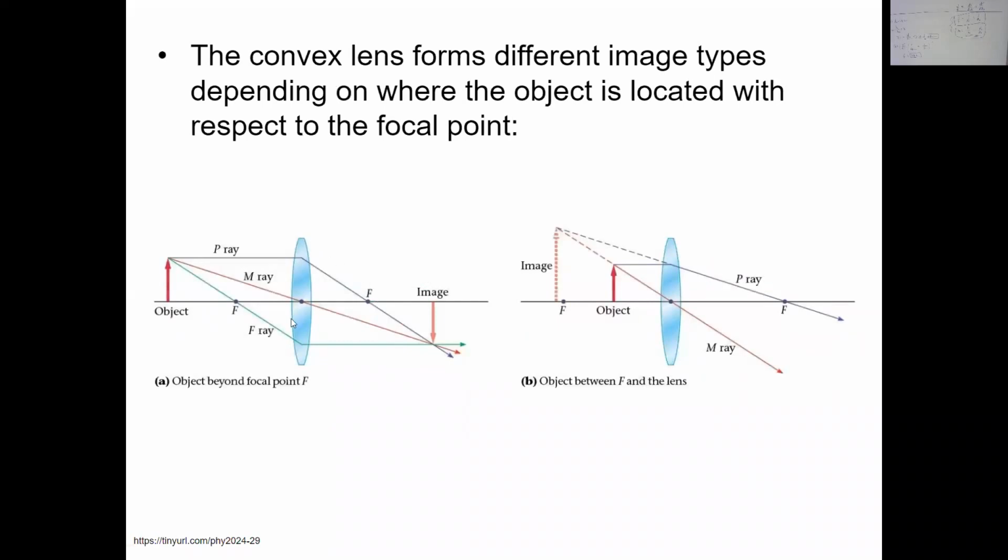For the convex lens, this is similar to a concave mirror. So it depends on where your object is. Okay, you can form either a real image or a virtual image. If you are beyond the focal point, you'll get a real image. If you are inside the focal point, you'll get a virtual image. Okay.